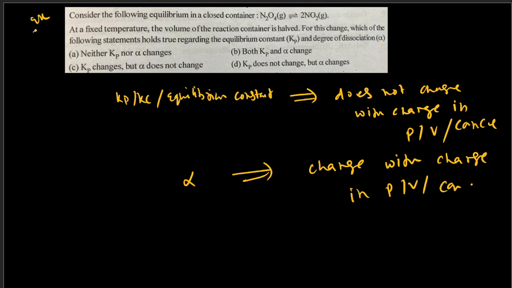So in the example it is asked: at a fixed temperature, the volume of the reaction container is halved. So volume is changing. For this change, which of the following statements holds true regarding the equilibrium constant Kp and degree of dissociation alpha? Neither Kp nor alpha changes? No, alpha will change. Kp changes but alpha does not? No, Kp does not change. Both Kp and alpha change? No, Kp does not change, but alpha will change. Yes, so option D is correct.